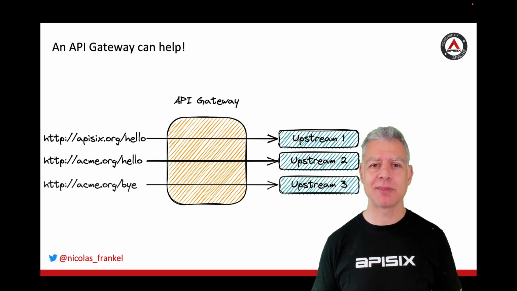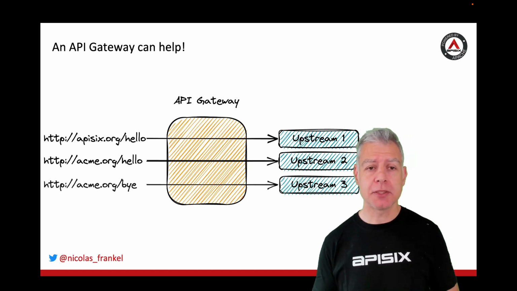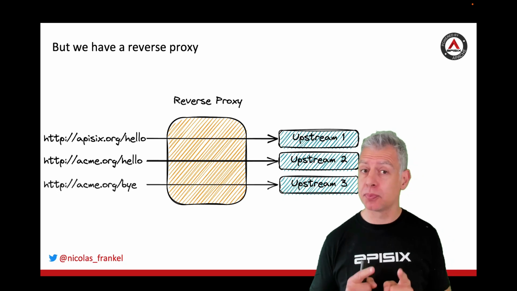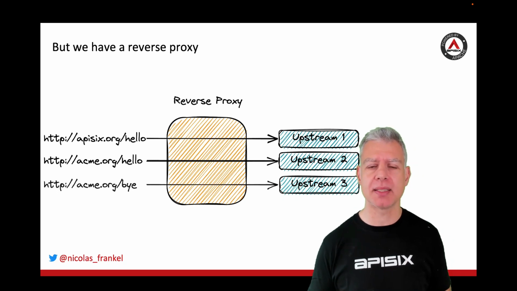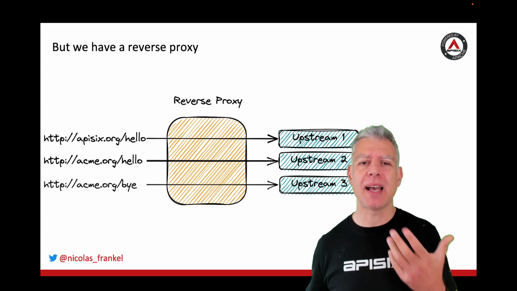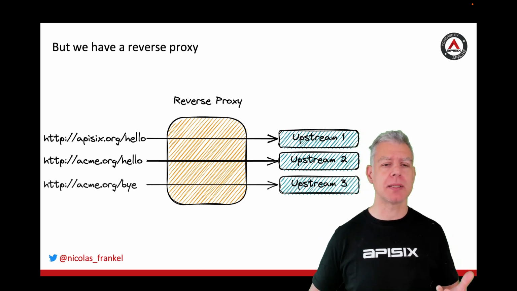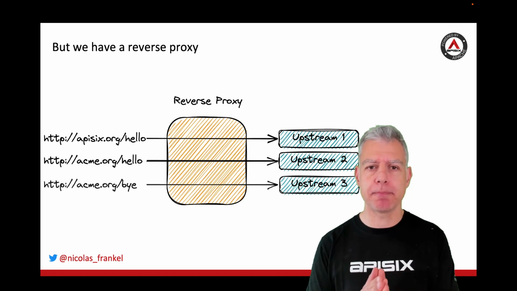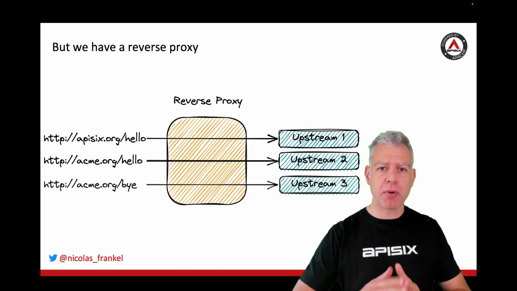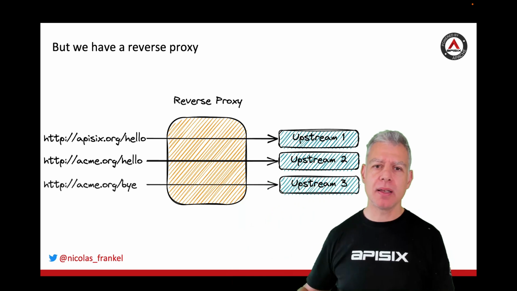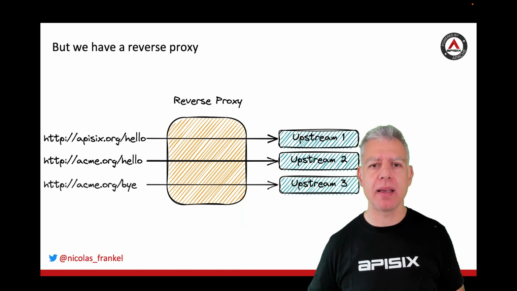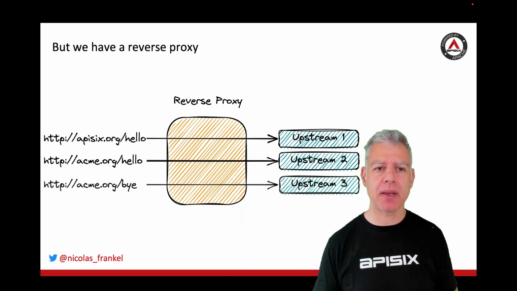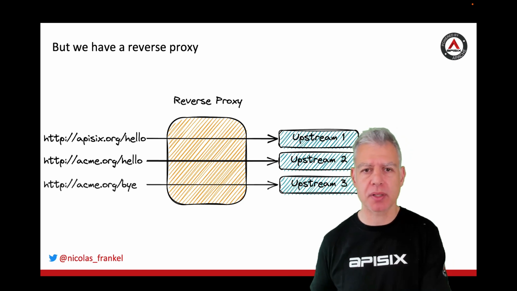That's easy. Sounds too good to be true, especially since now you realize that you probably already have something that sits in between, and that something is called a reverse proxy. And I'm telling you, no, you should use an API gateway. So before I delve into how, let me give you the reason why an API gateway can help and why it's different from a reverse proxy.